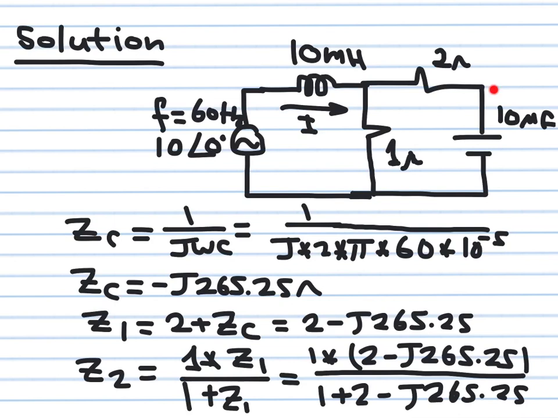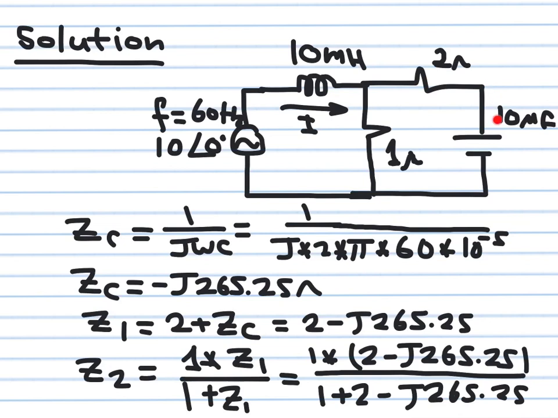Now, I found this impedance, but these two are in series. The same AC current is going through them, so these two will be added together. So the total impedance of this branch is 2 plus ZC, and I call this one Z1. So this one is 2 plus ZC. This is purely real, this is purely imaginary. So then you combine them together, and you obtain this number.